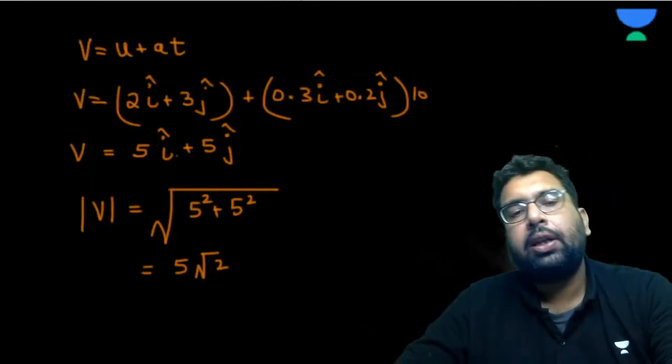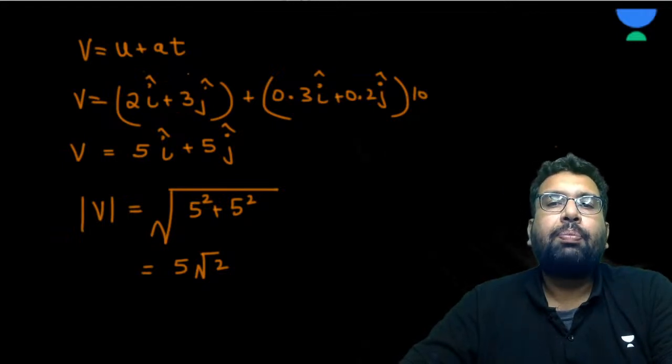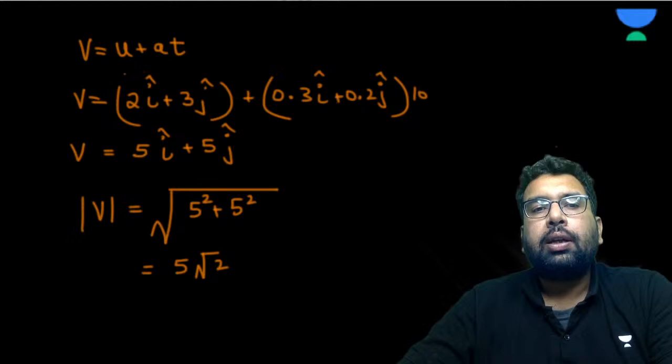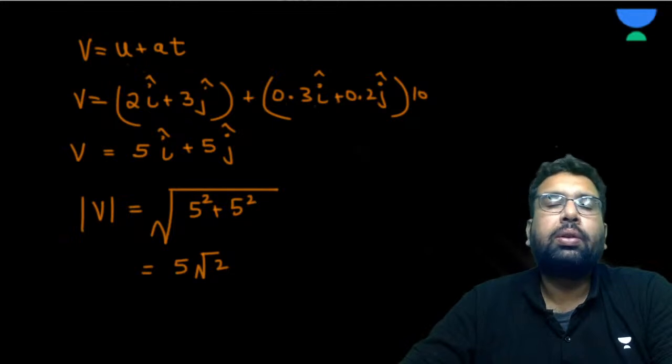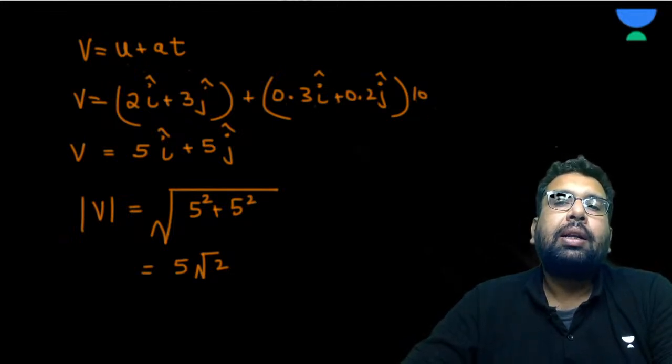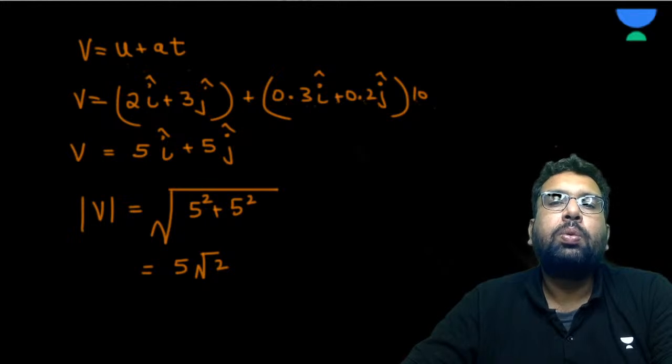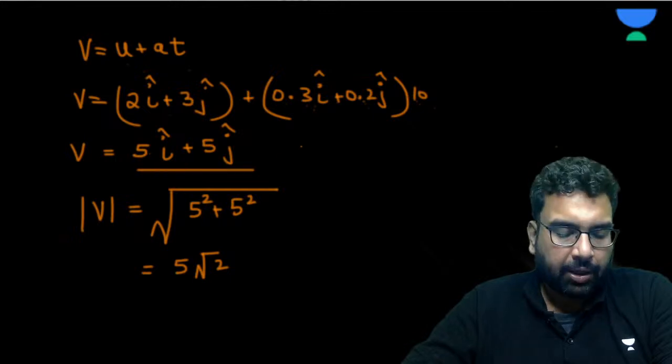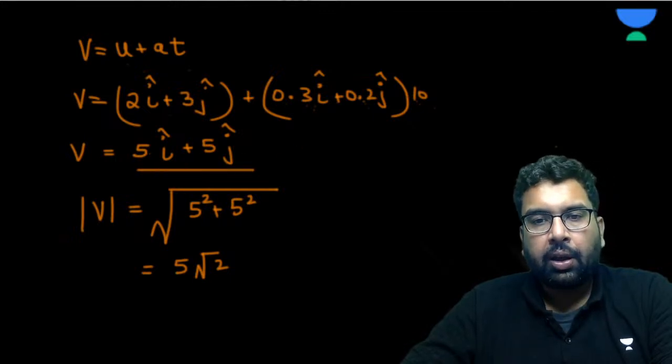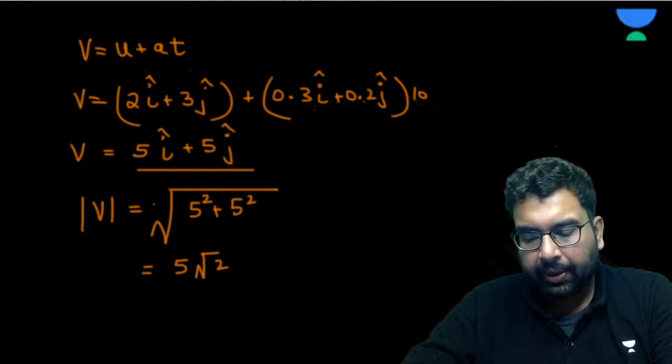Okay, I'll do. So see, I just have placed u plus at in the form of vectors. So see, u is 2i plus 3j, a is 0.3i plus 0.2j, and t is 10. So time is a scalar quantity, so you multiply the 10 inside. So it will become 3i, it will become 2j. So 2i plus 3i will become 5i, 3j plus 2j will become 5j. So this is going to become 5i plus 5j. Okay, so this is how we operate with vectors in Cartesian. All the i factors are added, all the j factors are added. Right? Yes or no?